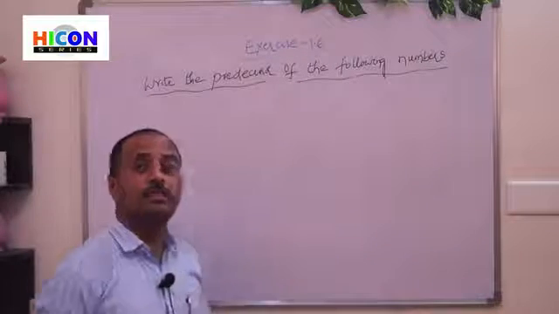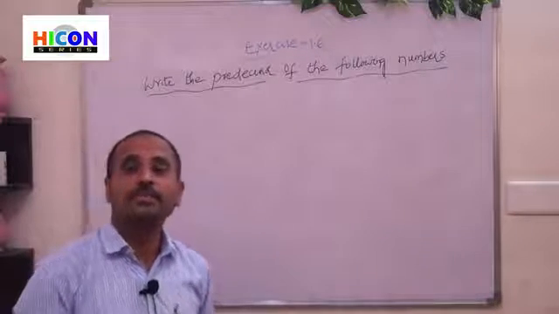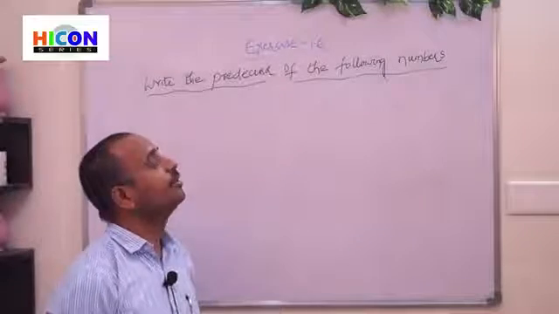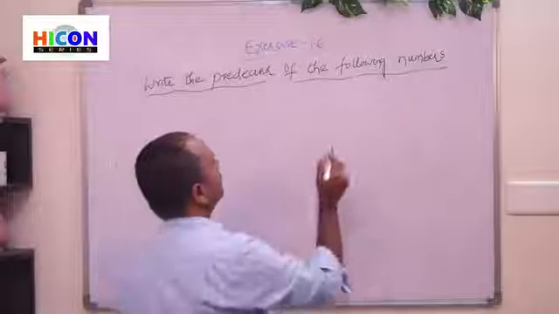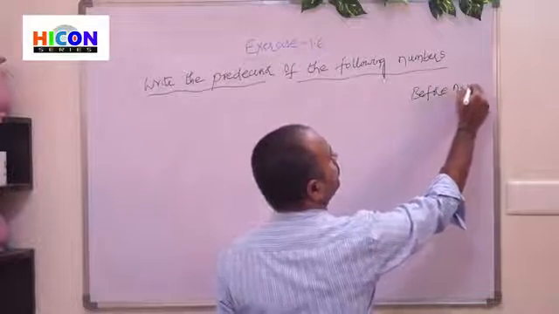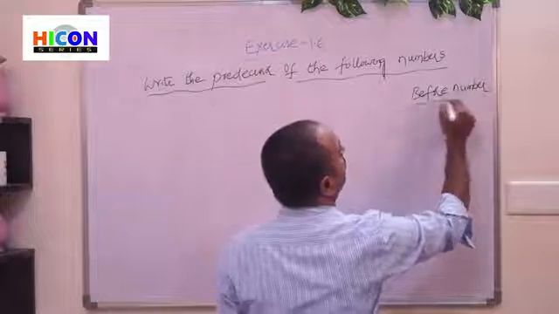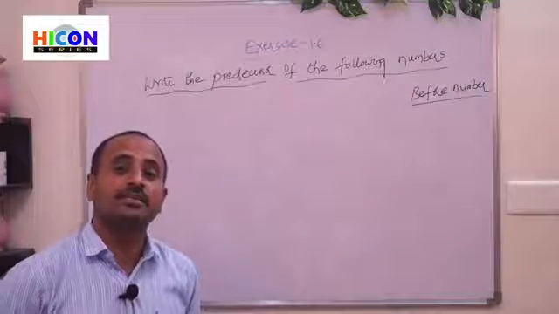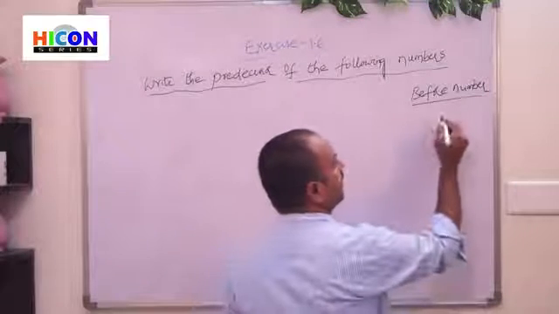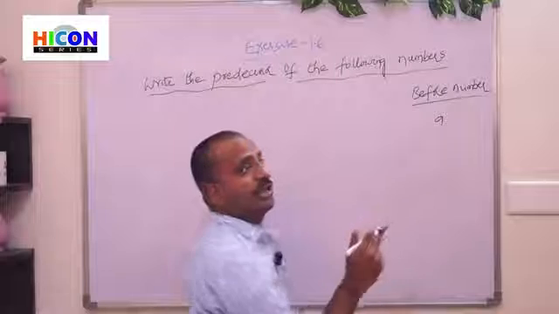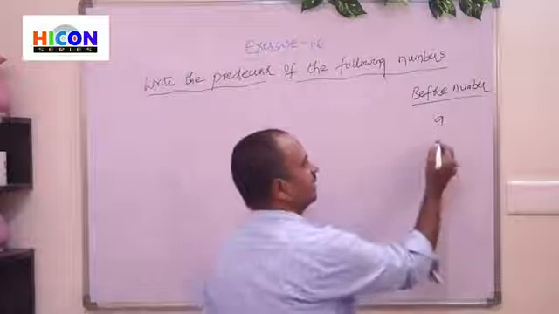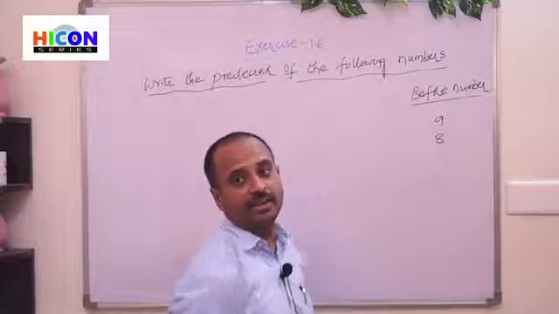So children, what is the predecessor? Predecessor means the number which comes just before the given number. That's why predecessor is called the before number. For example, if we take 9, the predecessor of 9 is the number which comes just before 9, which is 8. So 8 is the predecessor of 9.